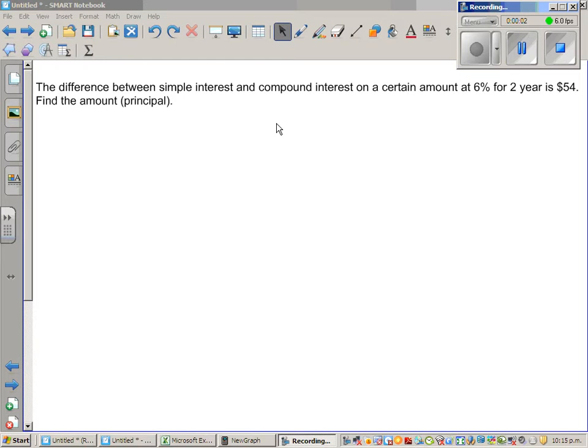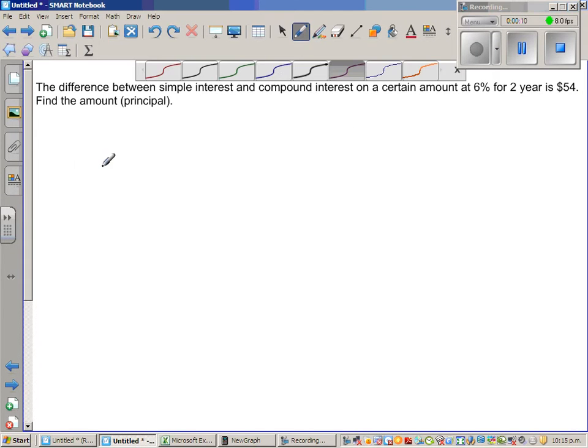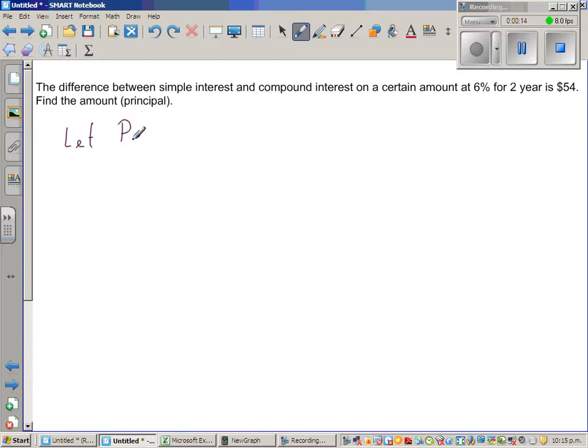The difference between simple interest and compound interest on a certain sum at 6% for 2 years is 54. Find the principal. So let us assume the principal, which we write as a capital P, is equal to $1,000.